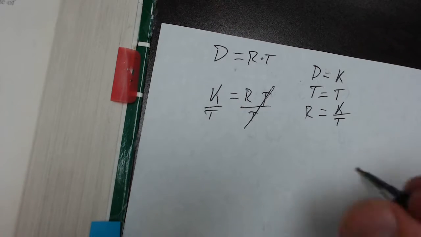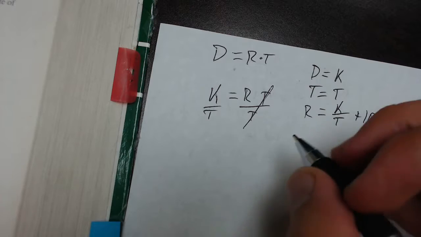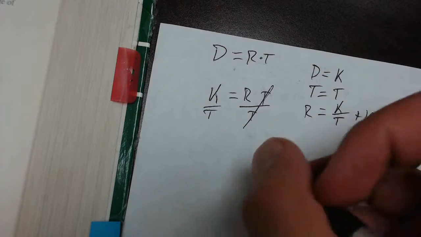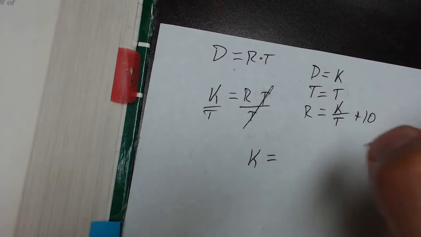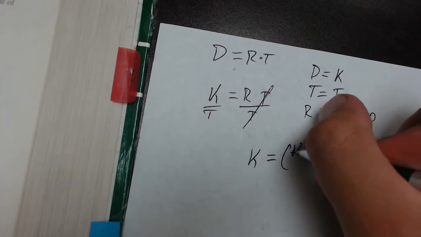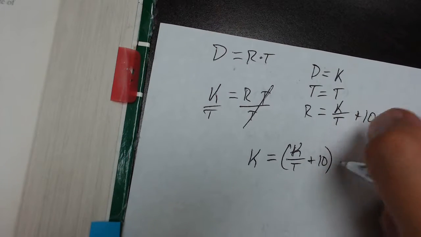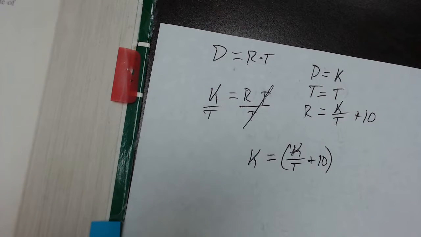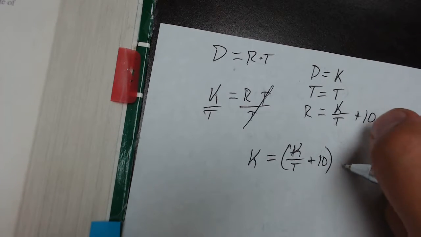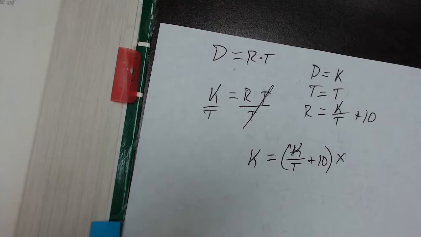So we're going to take our rate, and we're going to add 10. So our new distance, well, our distance is the same. It's still going to be K. Our new rate is K over T plus 10. And our new time, which is unknown, they want to find out how long it's going to take to reach the goal. Well, I'll just go ahead and represent this with X, because if I put T back in there, it's going to get a little confusing. So I'm going to put X there.